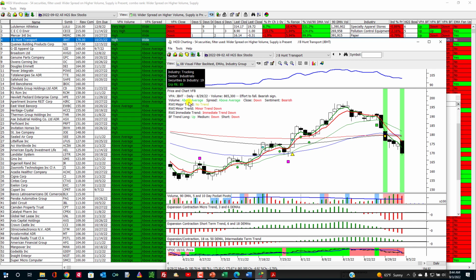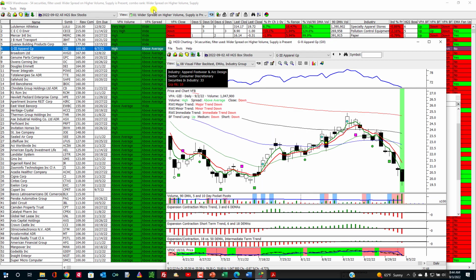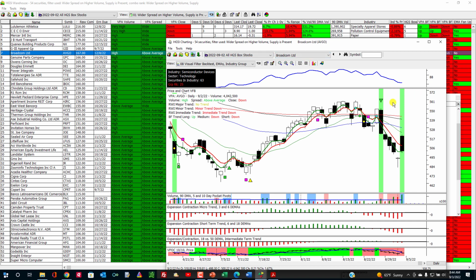Okay, here's above average, closed down, and it continues to go down. Okay, here is a signal on Quanex Building. This was a bad signal here. They don't all work out, but the point of these scans obviously is to give us a chance to potentially find stocks that are going to go either up or down on demand or supply.